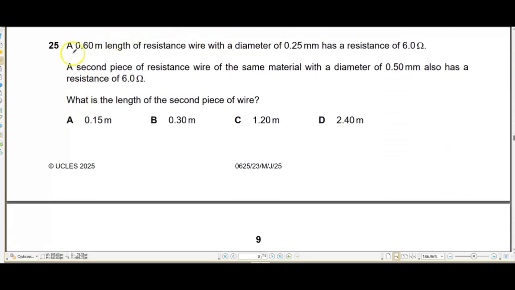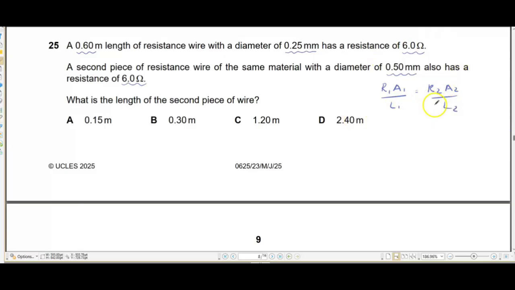Question number 25. A 0.60 meter length of resistance wire with a diameter of 0.25 mm has a resistance of 6 ohms. A second piece of resistance wire of the same material with a diameter of 0.50 mm also has a resistance of 6 ohms. What is the length of the second piece of wire? Whenever there is a wire with a length and an area or diameter and a resistance, and it's being compared, we always use the formula R1 A1 over L1 equals R2 A2 over L2.